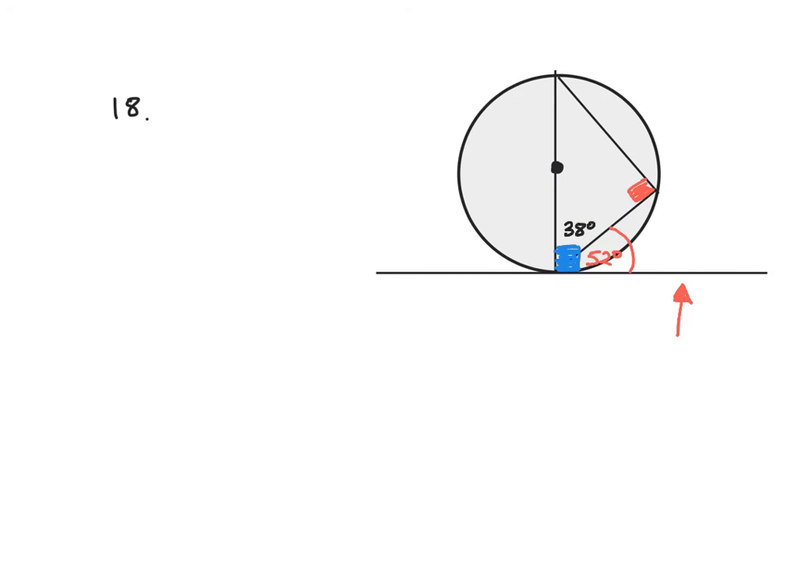Inside the triangle, the three angles add up to 180 degrees. We know that this one here is 90, so the other two must add up to 90 as well. 38 from 90 gives us 52 degrees.